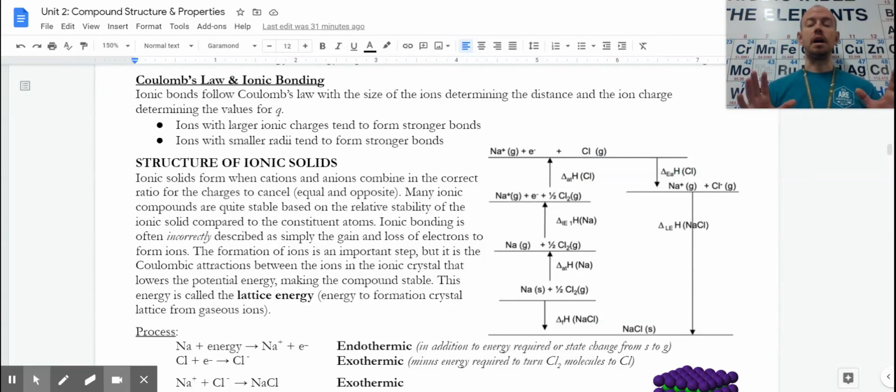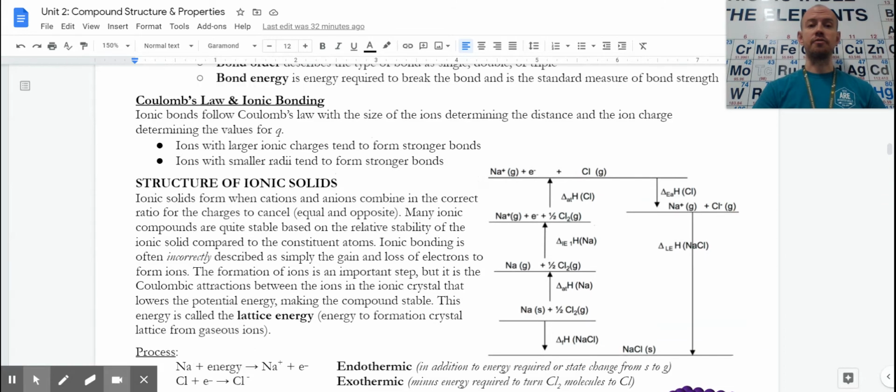Coulomb's law can be applied to any two charged objects that are attracting or repelling one another. So it's applied a lot in physics when looking at electrostatics to start to explain and understand electricity, and it is applied for every type of bond that we see. Here we're focusing on ionic.